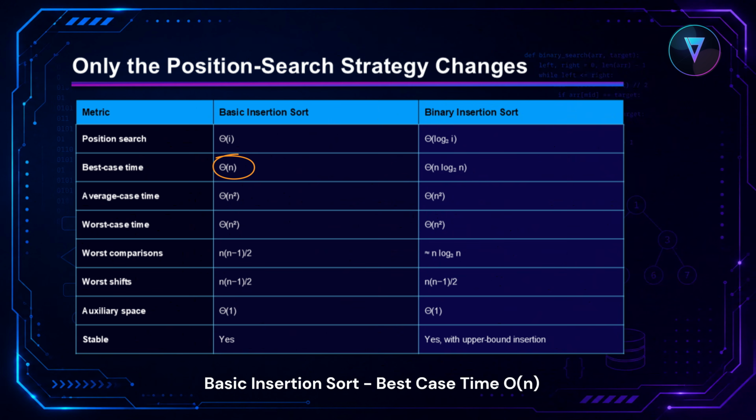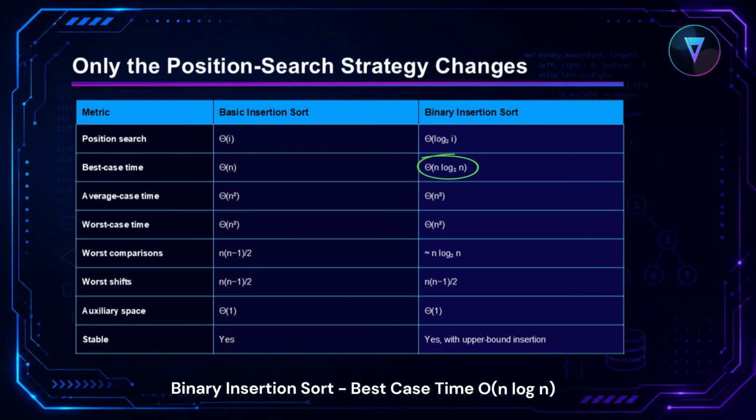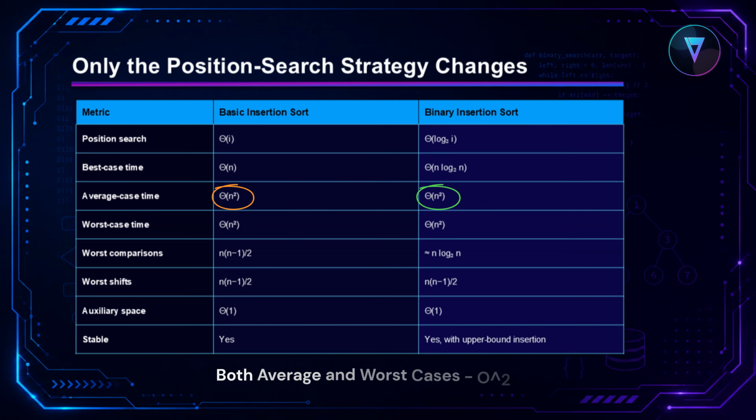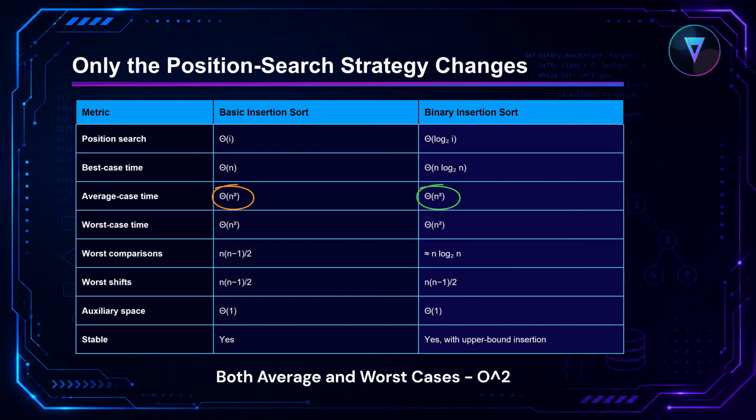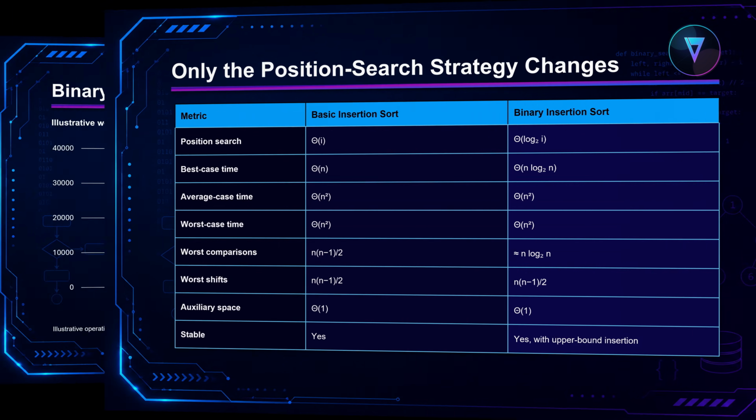What does the complete complexity comparison show? Basic insertion sort has a best case time of O of n because a sorted list needs only one comparison per iteration. The binary version shown here still performs binary search every time. Its best case is therefore O of n times log of n. But both average and worst cases remain O of n squared, and both use O of 1 auxiliary space.